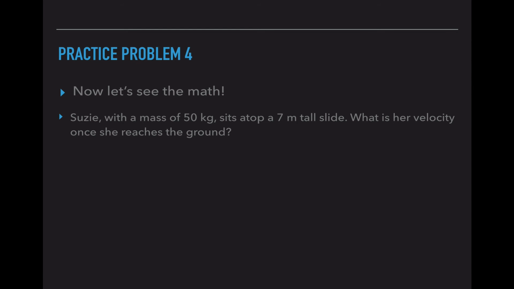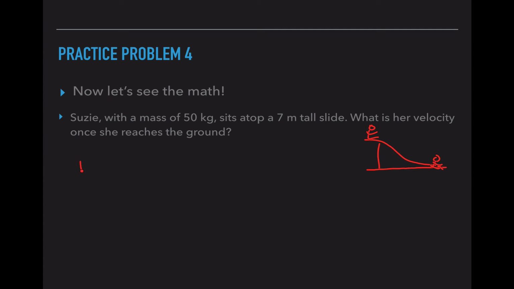So we're going to do a practice problem with some math. Susie has a mass of 50 kilograms and sits atop a 7-meter tall slide. What is her velocity once she reaches the ground? So I'm going to draw a picture over here, and we're going to make this a special slide that actually ends at ground level. Okay, and we have the top and we have the ending.